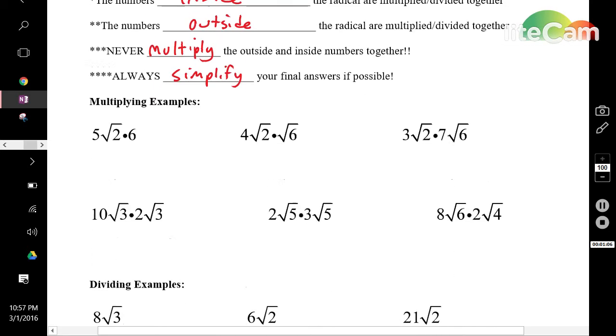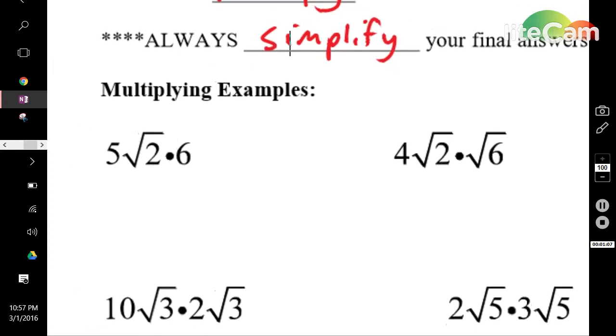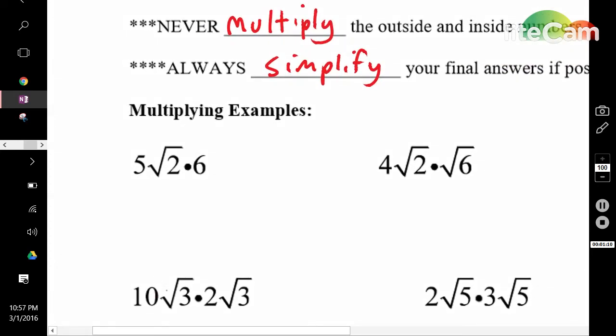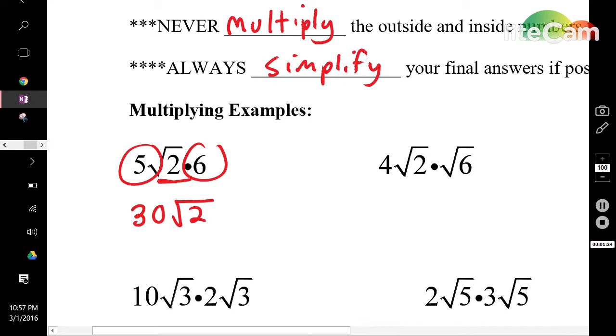So looking at these few examples here, starting with multiplication, we have 5 root 2 times 6. There are 2 numbers outside and 1 number inside. So multiply the 2 outside. 5 times 6 is 30. Square root 2 has nothing to multiply with, so it stays square root 2. So it is 30 root 2.